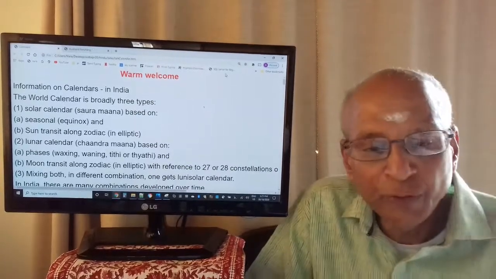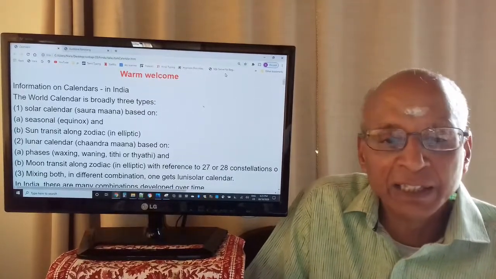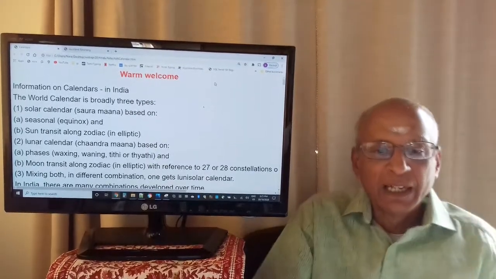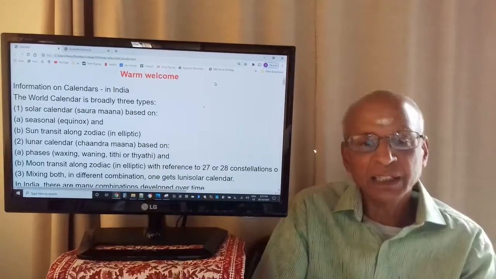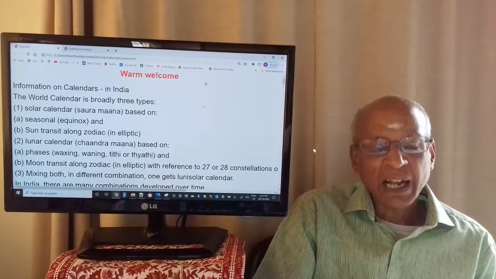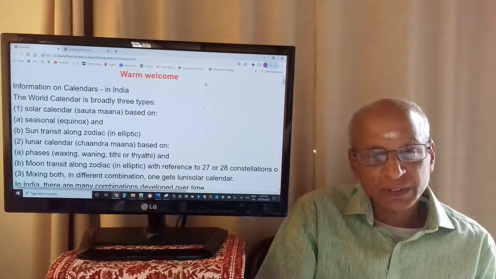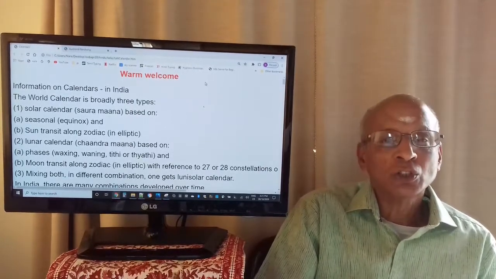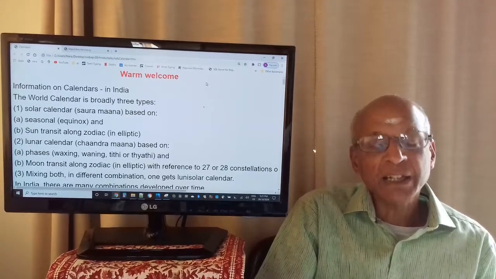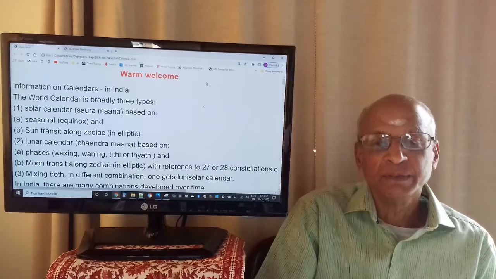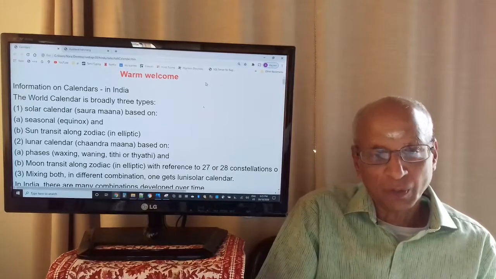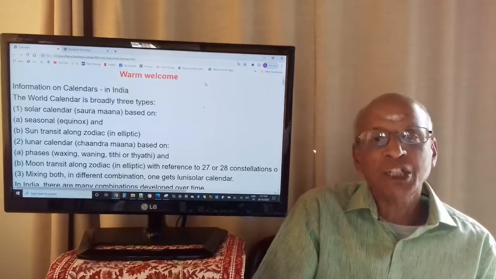I want to give a brief presentation on some of the calendars in India, some brief information. Like Indian calendars, like world calendars, of three types. A calendar is to measure time. We have the sun, moon and earth. These are the basic things. Sun is used for the day and year. Moon is for month. So, basically to measure time.